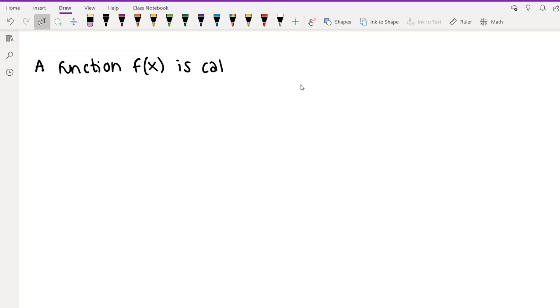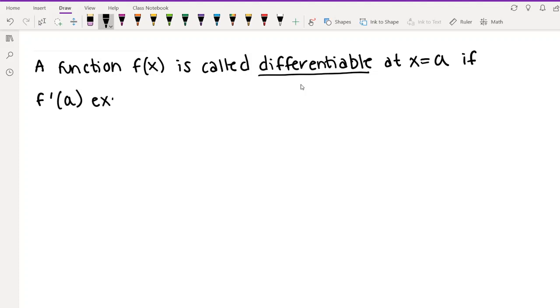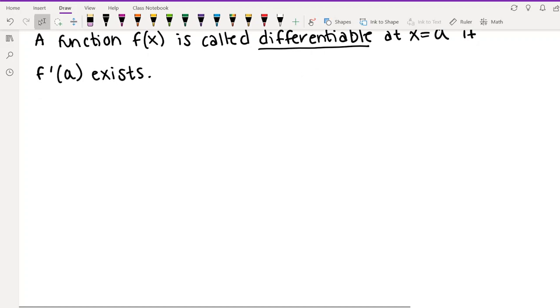is called differentiable at x equals a if basically f prime of a exists. So differentiable just means you can actually take the slope of the tangent line. Right now I'm just telling you this as a definition, right? So when you see the word differentiable, just think of it as the derivative exists. So in what kind of situations will a function not be differentiable? Well, we'll go through those right now.